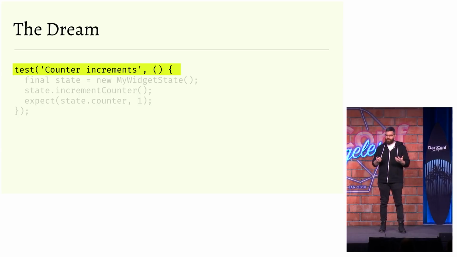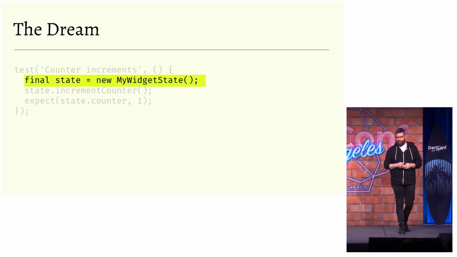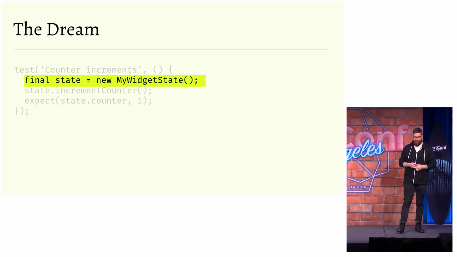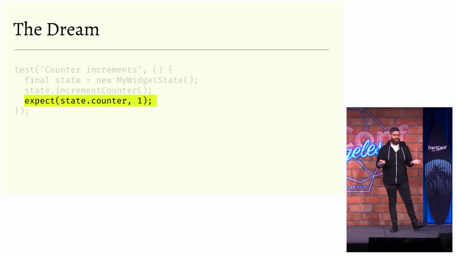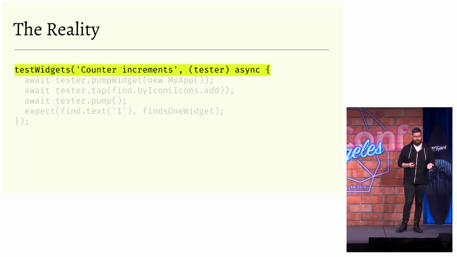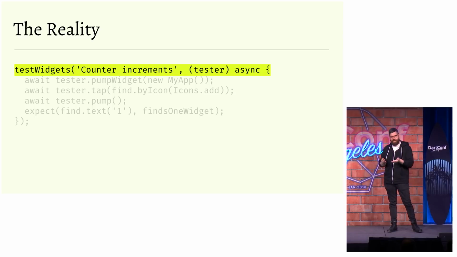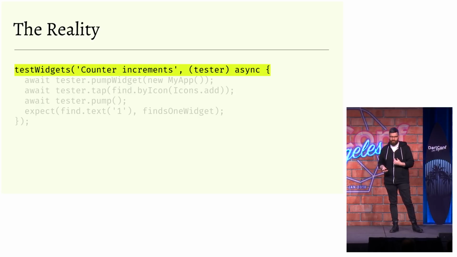So if we want to test this thing, this was my initial dream, right, that I was just going to write a plain old Dart test. I was going to instantiate a new version of the state class, run the increment counter method, and then just be able to expect that the counter has gone from 0 to 1. Now, unfortunately, that's not quite the way it works, right? Because this is a state class and it's kind of tied to Flutter, you actually have to use the Flutter testing utilities to test this type of logic.